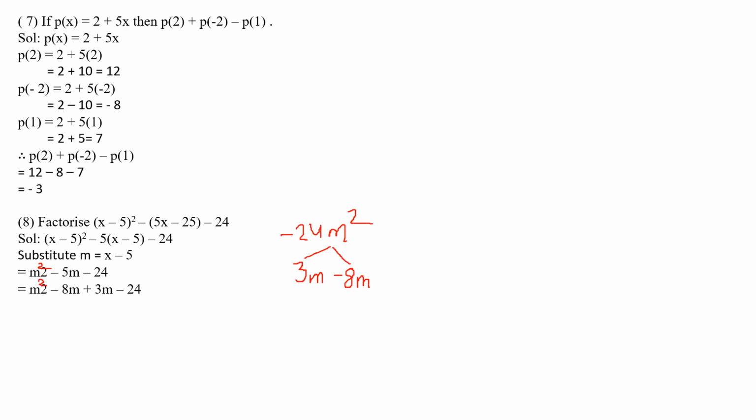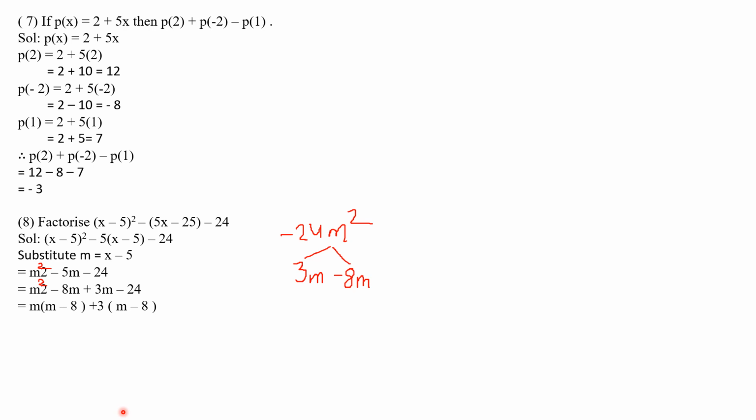Is it clear? So now m square minus 8m. So in place of minus 5m, students, I'll write down these two terms: minus 8m plus 3m, minus 24, the last term as it is. Now students, I said we have to make two terms grouping and take the common out.